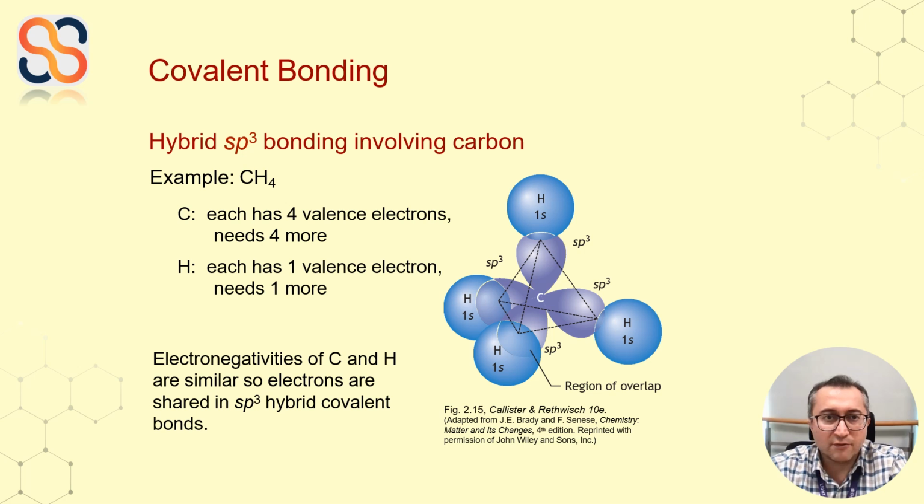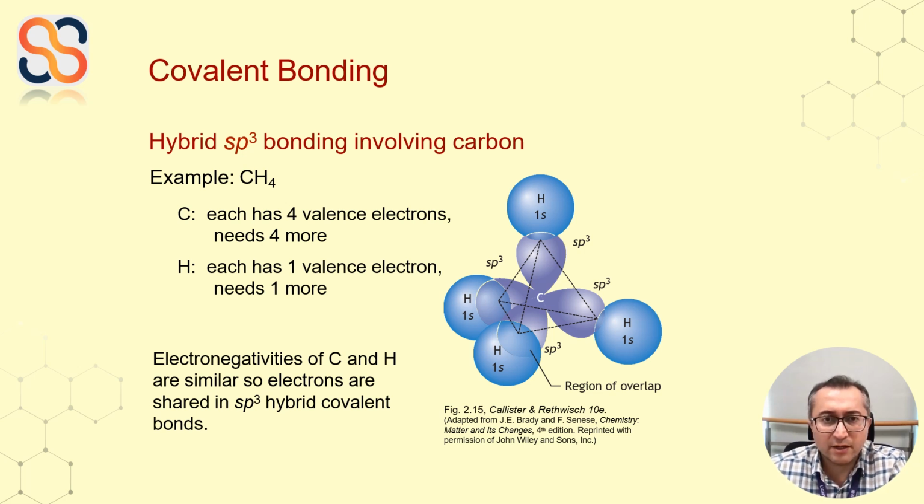Let's continue our discussion of covalent bonding by focusing on hybrid sp3 bonding, specifically involving carbon. As I mentioned earlier, carbon has four valence electrons and needs four more to complete its outer shell. Hydrogen, on the other hand, has one valence electron and also needs one more to achieve a stable electron configuration. Now, the fascinating part is that the electronegativities of carbon and hydrogen are quite similar. This similarity allows them to share electrons rather than transferring them, resulting in the formation of sp3 hybrid covalent bonds.